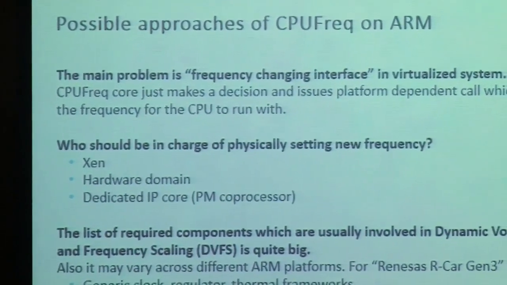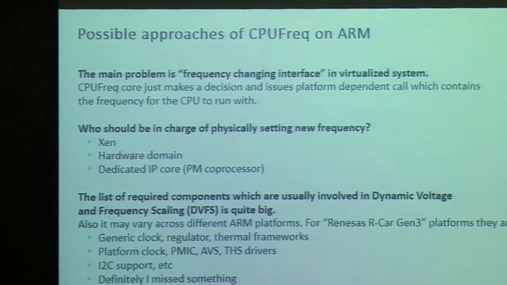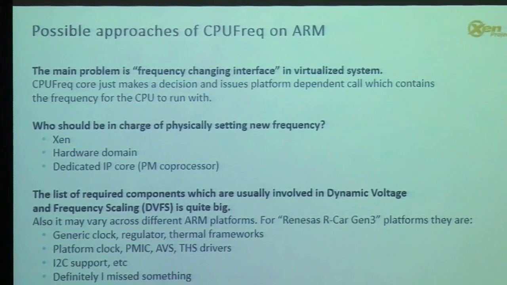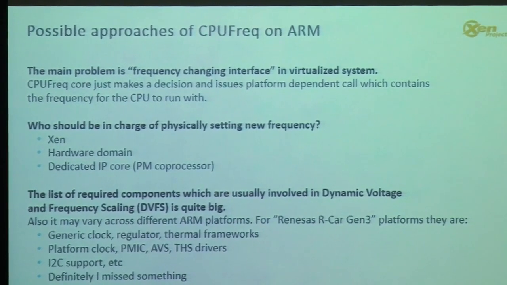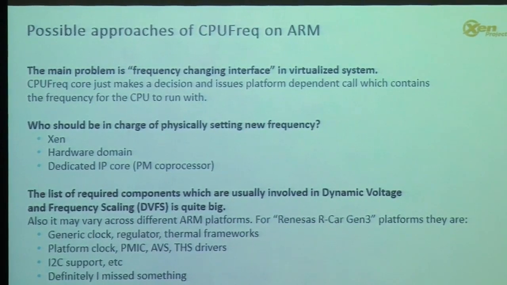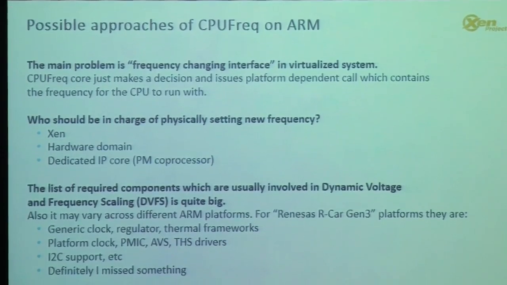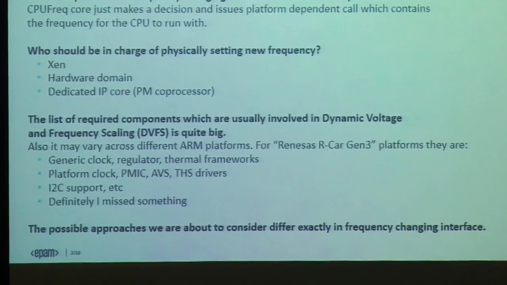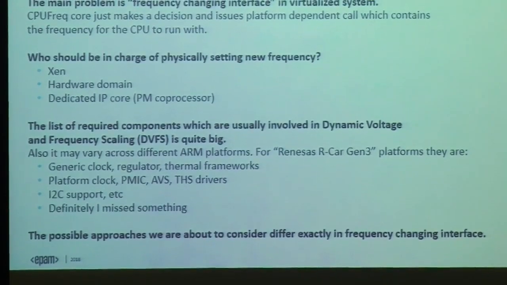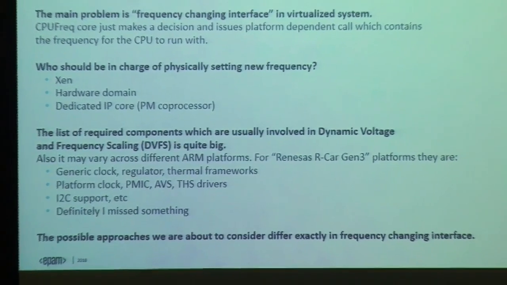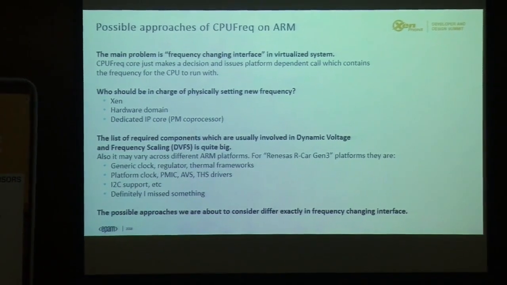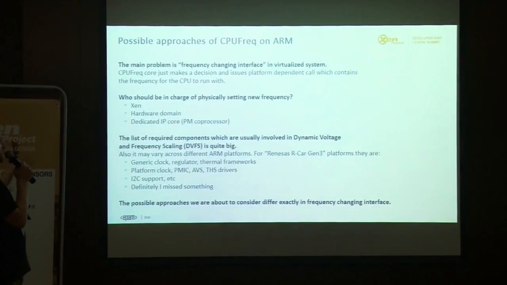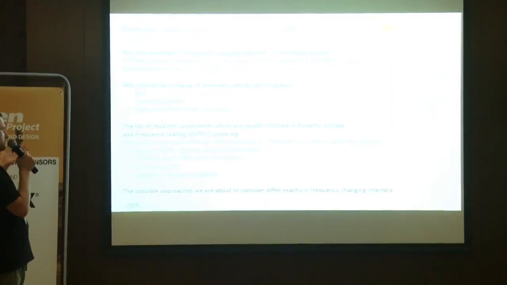So, possible approaches for CPUFreq on ARM. Before digging into the possible approaches, I would like to draw your attention to one problem, which is the frequency changing interface. CPUFreq just makes a decision and issues a platform-dependent call which contains the frequency the CPU should run with. But the possible question is, who should actually scale the CPU?